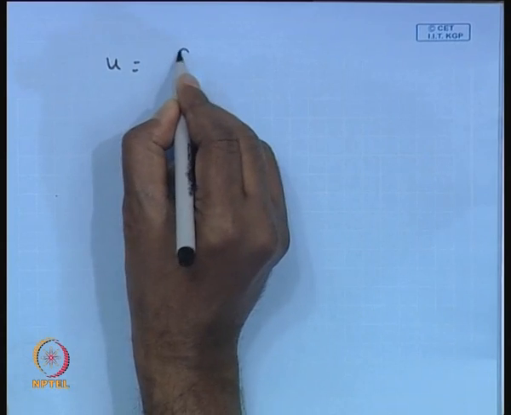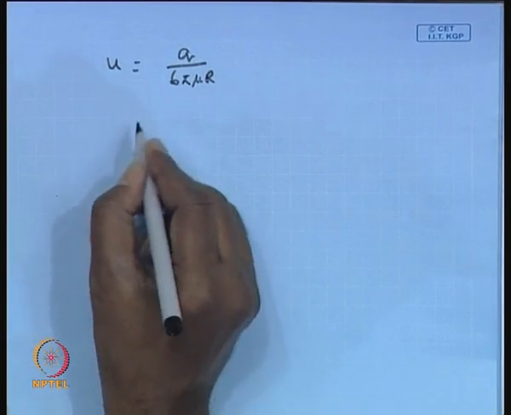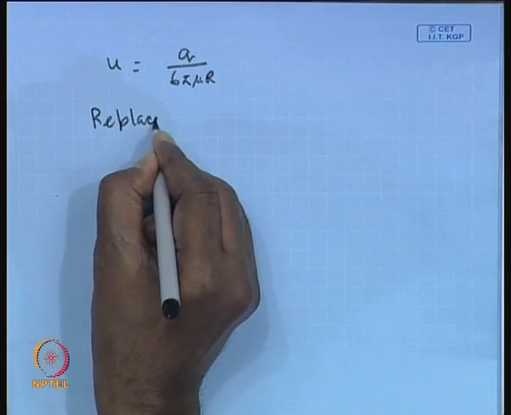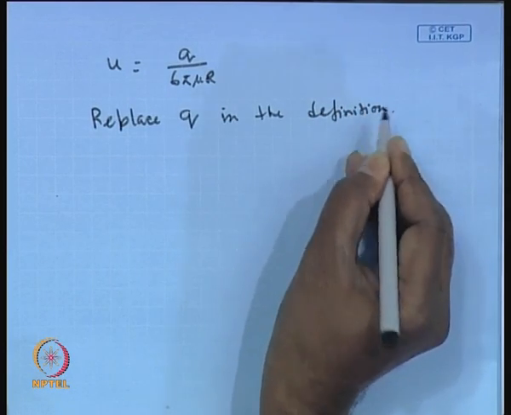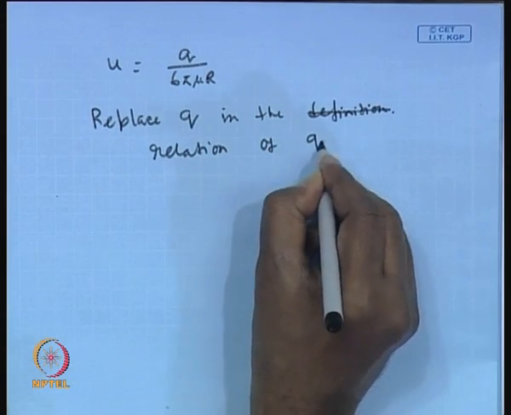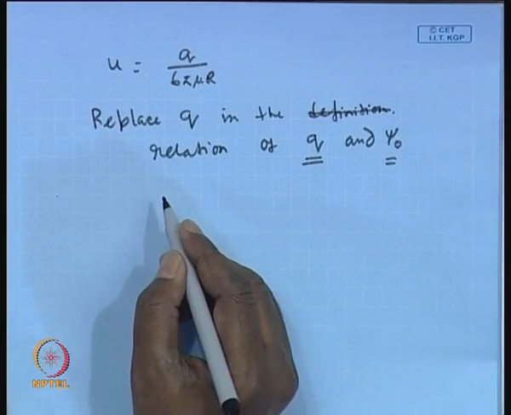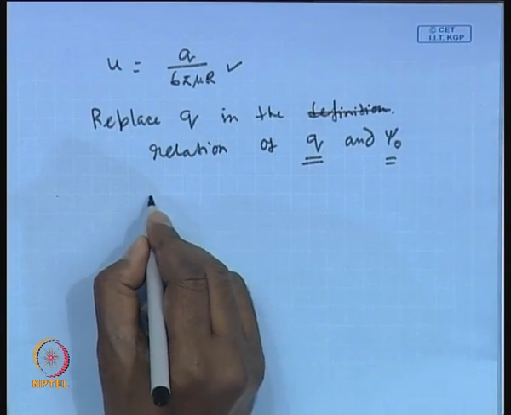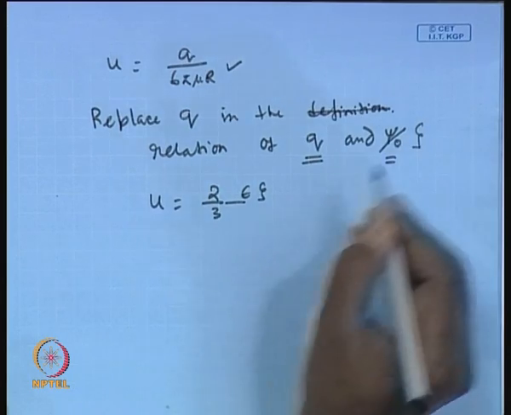So, let us look into the other extreme, the other asymptote. By using this electrophoretic mobility, U is equal to Q divided by 6 pi mu r, and you can replace Q in the relation of Q and psi naught, that is the charge residing on the particle and the psi naught that we just derived. If you put this expression of U there, then U becomes 2 by 3 epsilon zeta by mu, where psi naught is replaced by zeta.